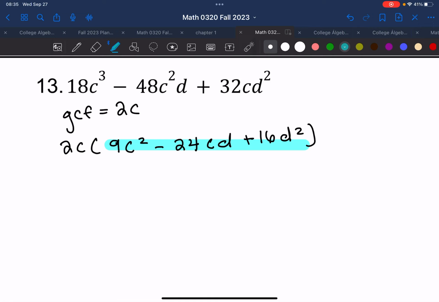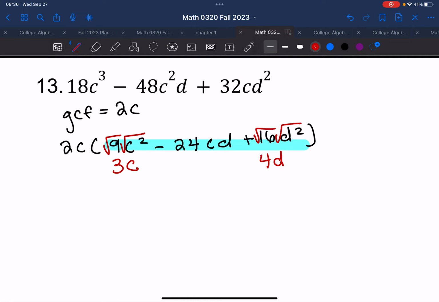Now we're going to go back and go through that criteria again. Is our first and last term positive? Yep. Is our first and last term perfect squares? Yes. So we're going to take the square root of 9 and we get 3, square root of c squared, and we get c, square root of 16, and square root of d squared, d. Okay.